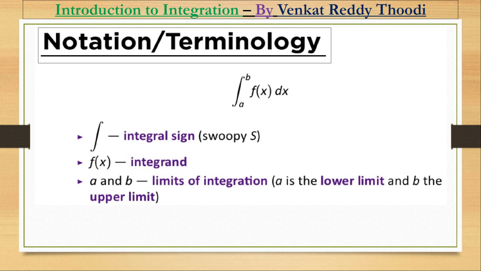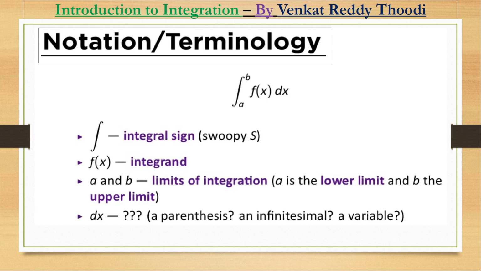As you do the problems, in some books you may see GI, meaning given integrand, because for that we are going to find the integral of a function. That is called the integrand of a given function. A and B are the limits of integration: A is the lower limit, as we said, and B is the upper limit.